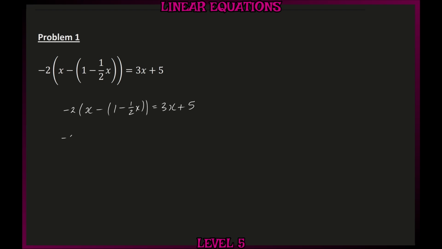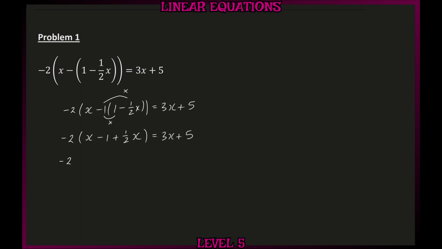So the left becomes minus 2 multiplied by x, and the minus in front of the bracket is like having a minus 1 there. So we have minus 1 multiplied by 1, which is minus 1, and minus 1 multiplied by minus a half x gives us positive a half x, and that's equal to 3x plus 5. Now on the left we can simplify inside the bracket.